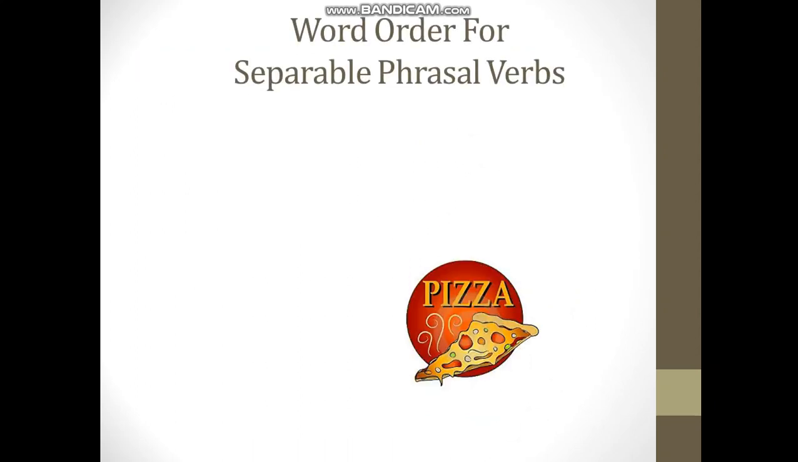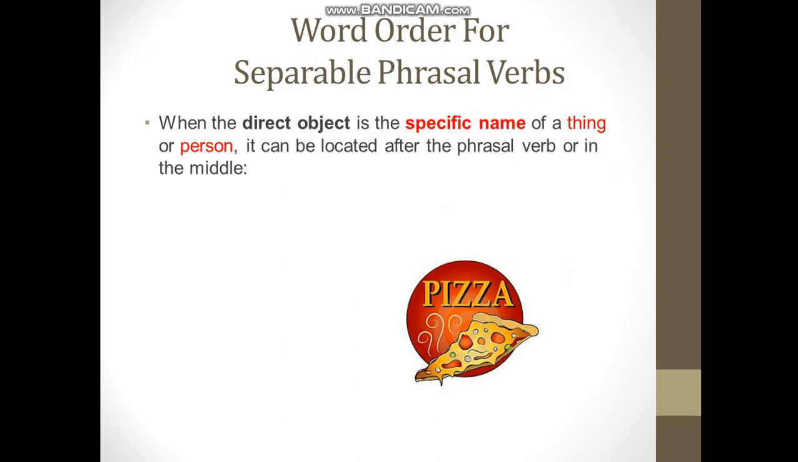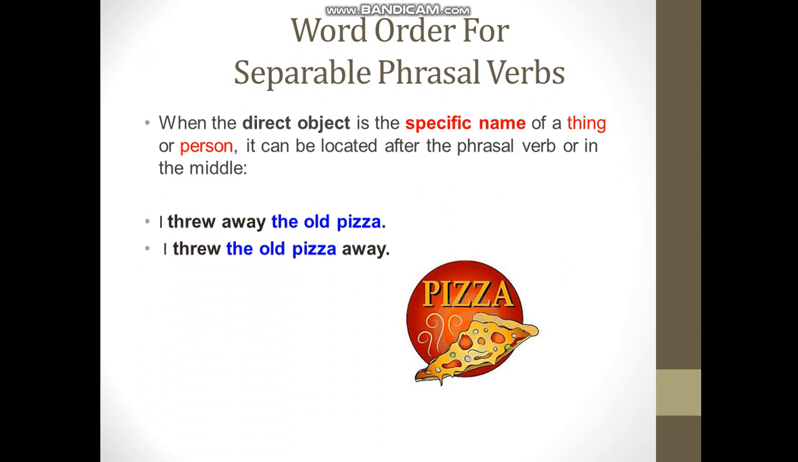Word order for separable phrasal verbs. When the direct object is the specific name of a thing or a person, it can be located after the phrasal verb or in the middle. I threw away the old pizza. I threw the old pizza away.